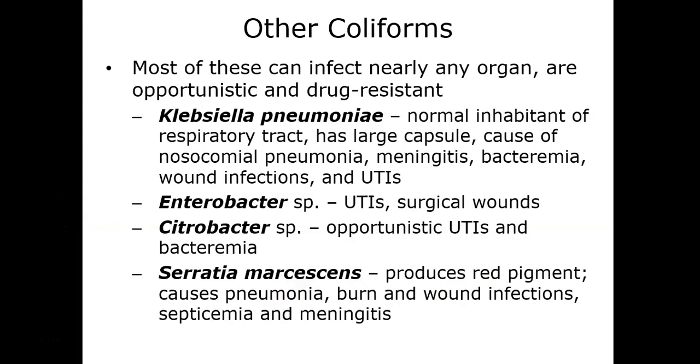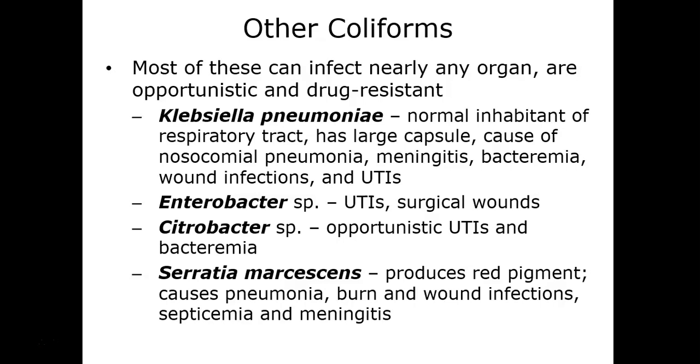We do have some other coliforms. Again, remember that these are less common than the E. coli, but also are opportunistic in nature. There's Klebsiella pneumoniae, which is commonly a normal inhabitant of the respiratory tract. It has one of the most pronounced capsules that we know of on a bacterial organism, and it does cause a range of nosocomial infections, pneumonia, meningitis, UTIs.